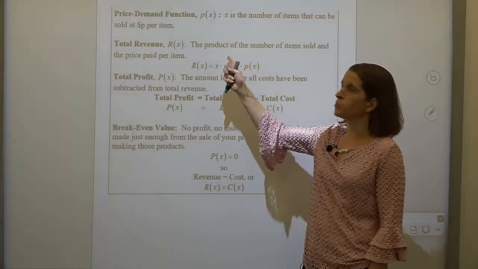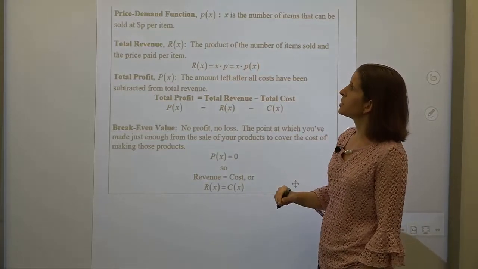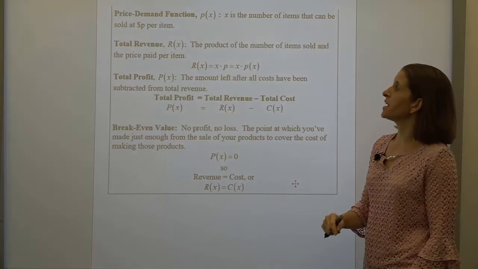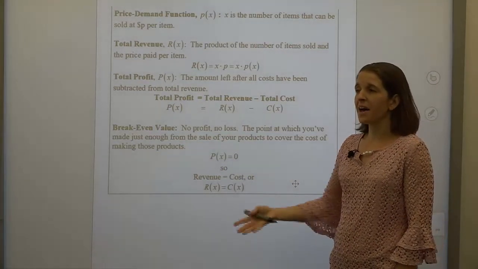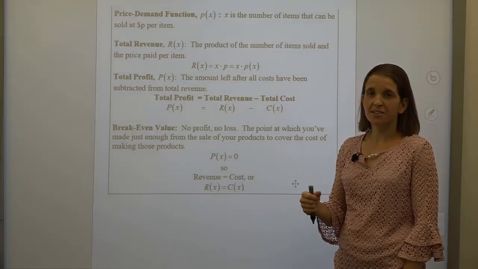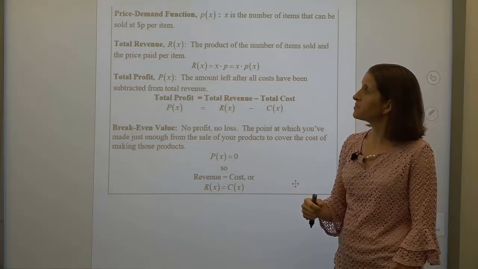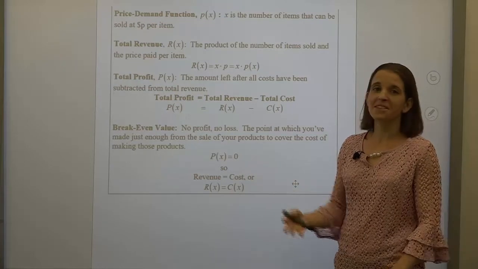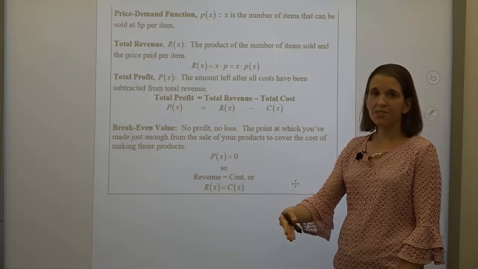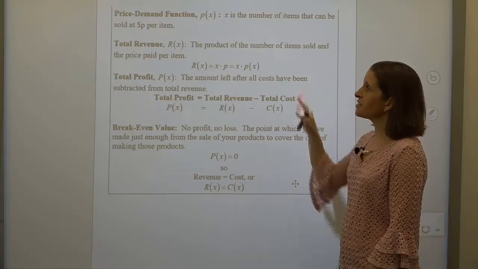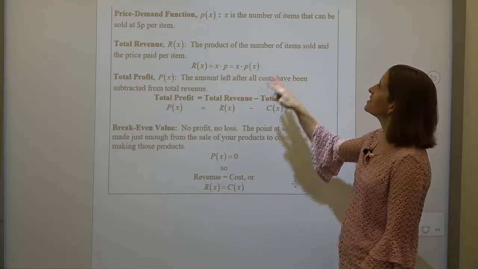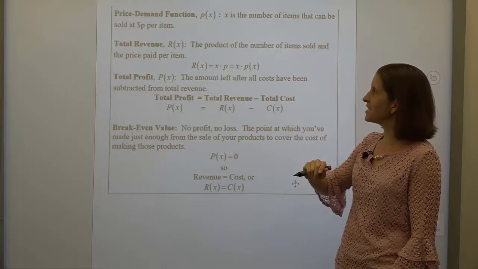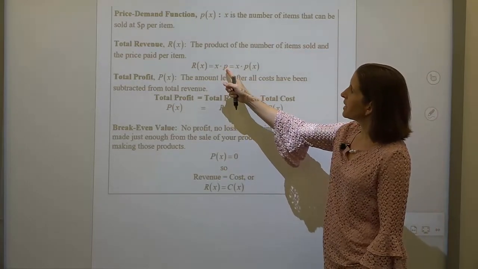We need that to build our revenue function. So our revenue function is the product of the number of items sold and the price paid per item. So if I tell you that this item costs $10 per item and I sell 7 of them, then my revenue was 70, right? 7 at $10 a piece is 70. So a lot of students overthink that. It's just how many items you sold times how much you sold them for. That's it. So it's x times p.